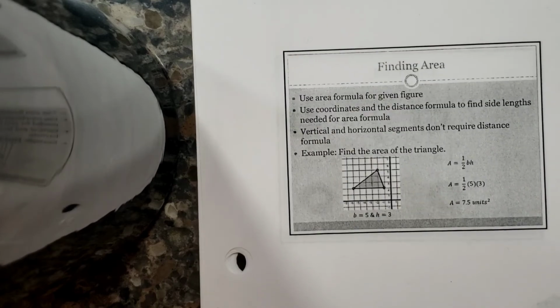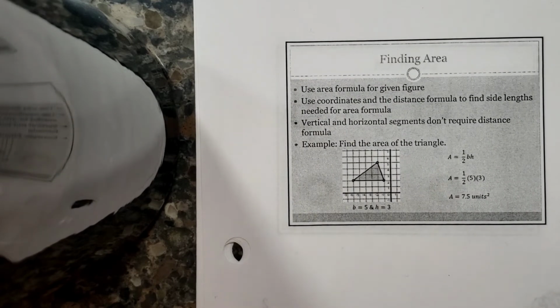All right, now for area, there's a couple of different ways we have to work with area. One is very easy. It says we use the area formula for any given figure, whether it's the triangle, 1/2 base times height. Any quadrilateral is base times height, and understand that base and height have to be perpendicular. They have to form right angles to be base and height. Okay, you can use the coordinates and the distance formula to find the side lengths needed for the area.